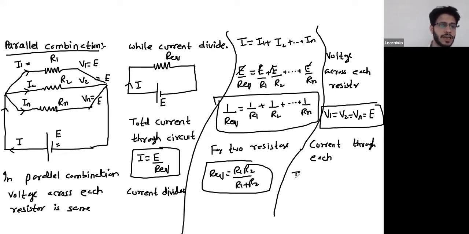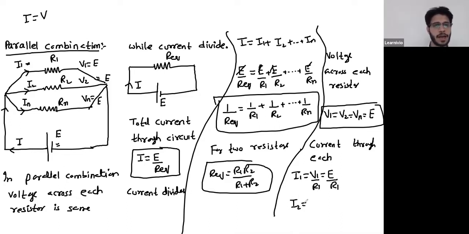So how much is I1, Afroza? E by R, right? We are using Ohm's law, which you must have done in class 10: current is voltage by resistance. So we can write I1 as V1 by R1. V1 is E, so it's E by R1.